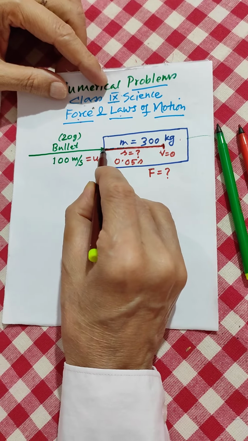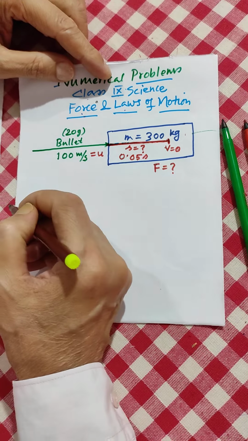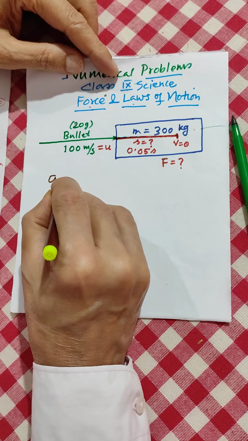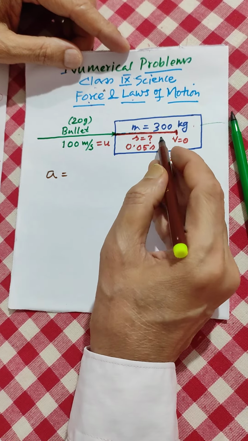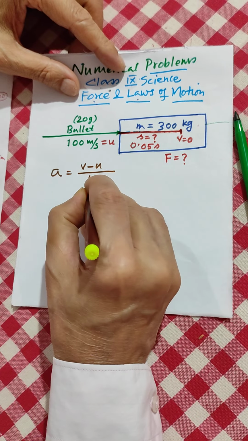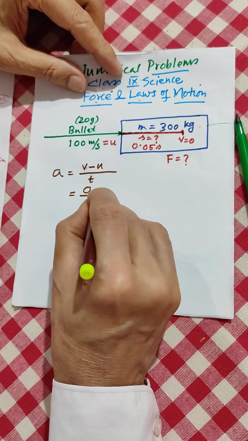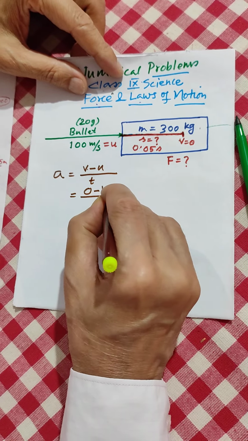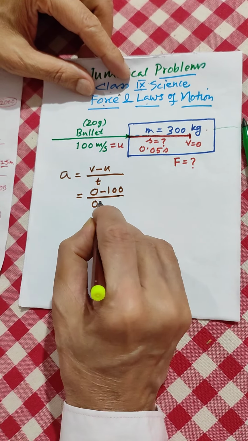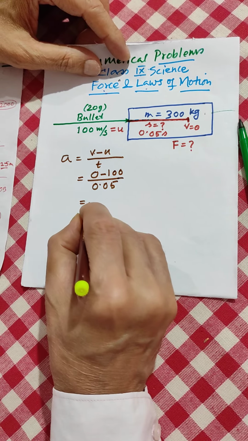Since the bullet goes into the block and stops, it is a case of retardation. The symbol for acceleration is a. Here it is negative acceleration, or retardation. The formula for a is v minus u by t. So v is 0 minus u, where u is 100, divided by t. The time it takes is 0.05 second.